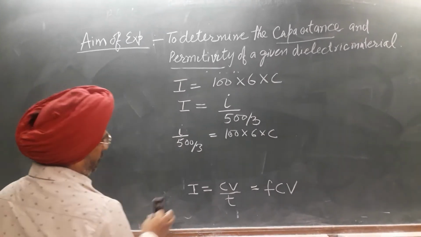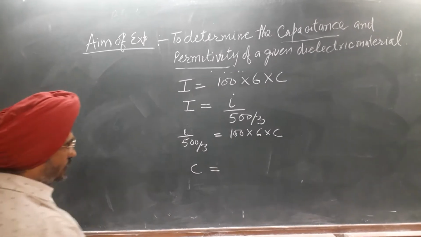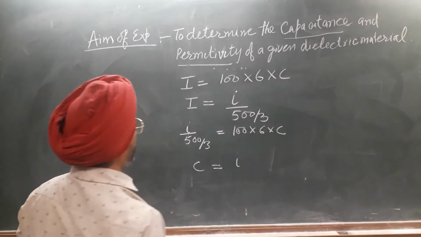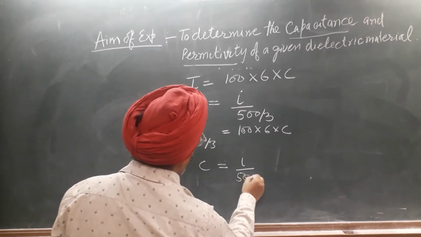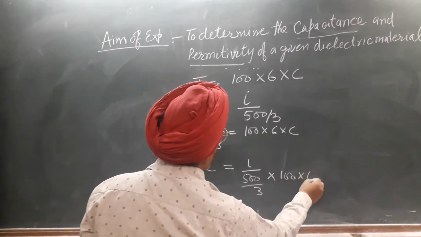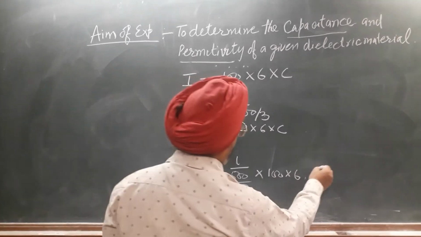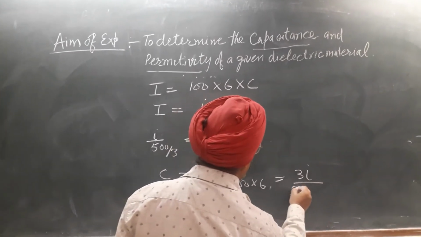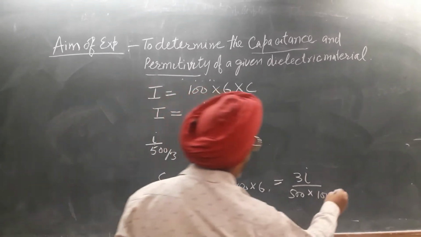From this we can say that C is equal to I upon 500 by 3 into 100 into 6. The 3 will go to the numerator, so C is equal to 3I upon 500 into 100 into 6.